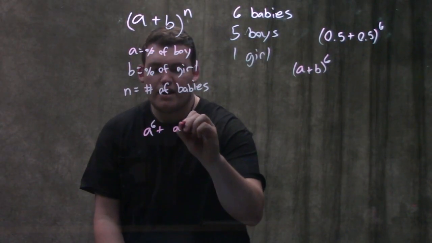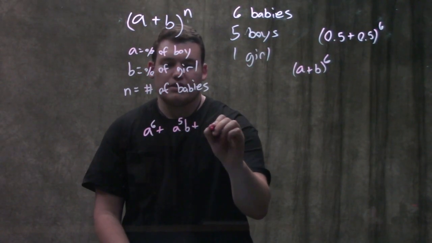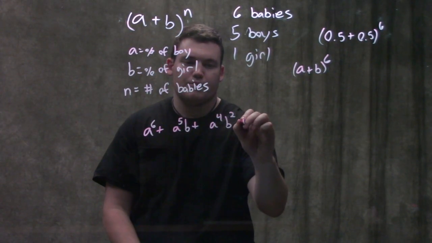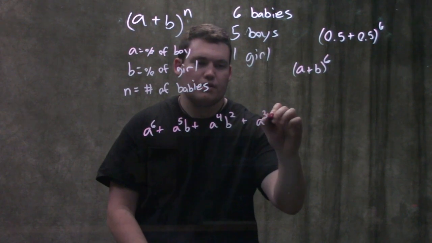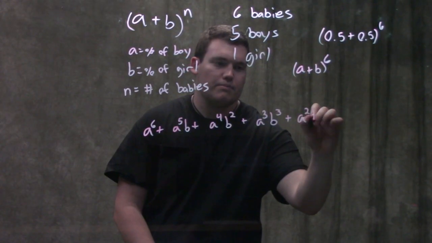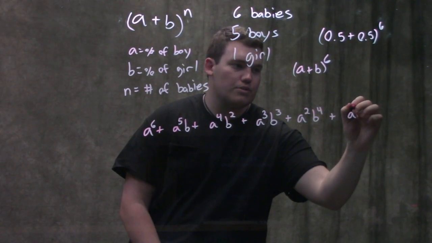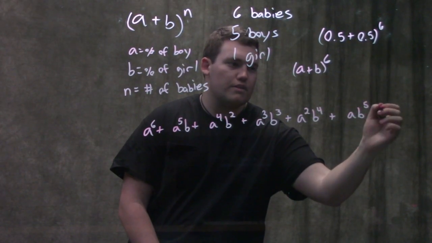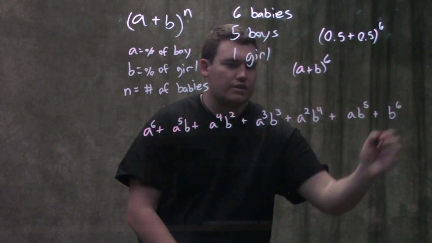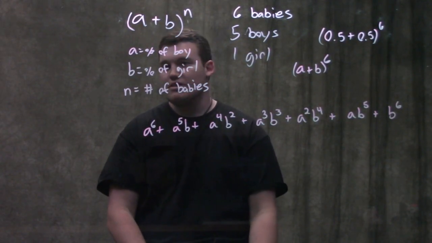So here I've got A to the 5th, B to the 1st, or just B. And then next I've got A to the 4th, B squared, plus A to the 3rd, B to the 3rd, plus A squared, B to the 4th, plus A to the 1st, B to the 5th, and finally just B to the 6th. Alright, so this is the expanded binomial without the coefficients. That wasn't that bad, right?